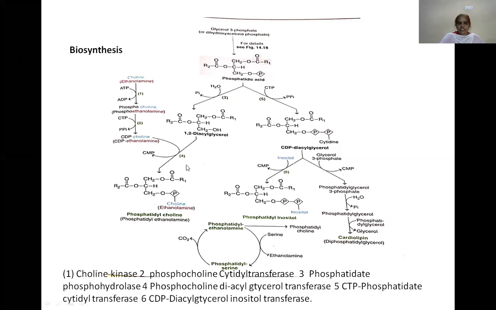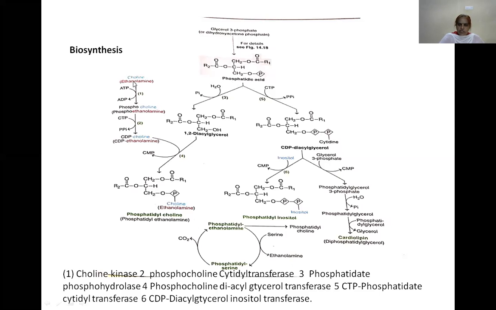This is the way of the synthesis of phosphatidylcholine. For the synthesis, we require phosphatidic acid. This will convert to 1,2-diacylglycerol, and this reaction is catalyzed by phosphatidate phosphohydrolase.